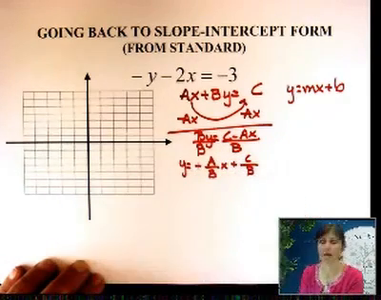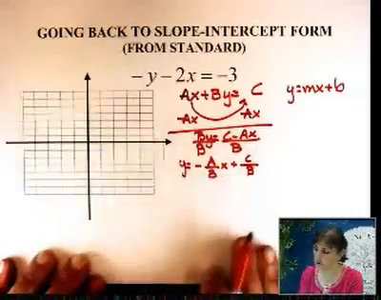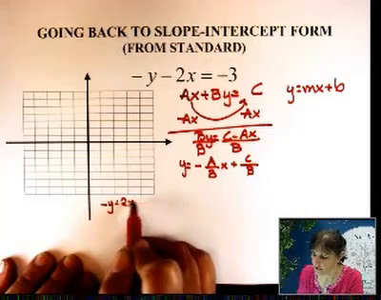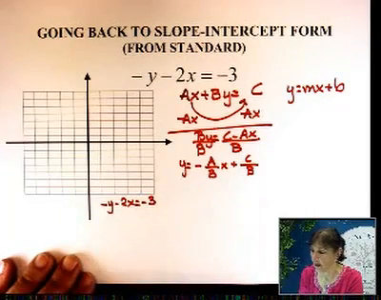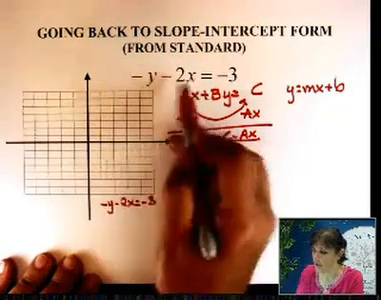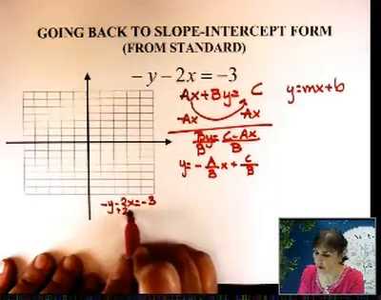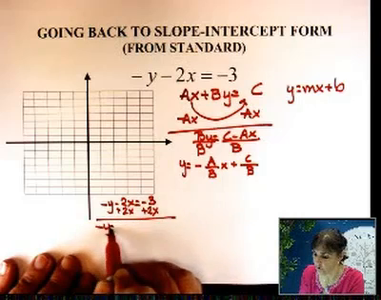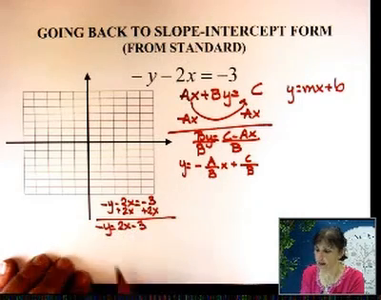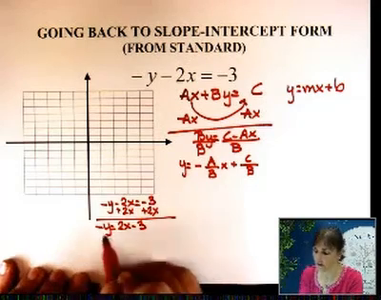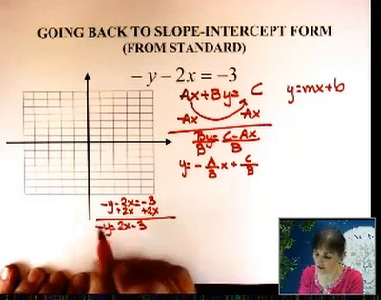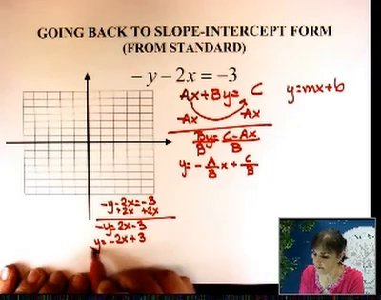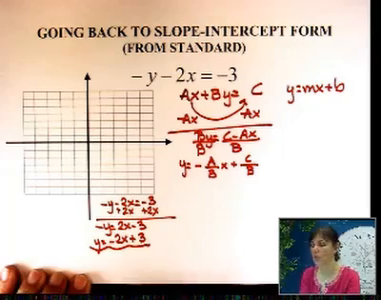So let's do that with this example. I have negative y, negative 2x equals negative 3. And I want to isolate y, so that means I'm going to add 2x. I have negative y equals 2x minus 3. And I have a negative. How do I get rid of that negative? I can multiply both sides by negative 1. So I'll get y equals negative 2x plus 3. I went back to slope-intercept form.